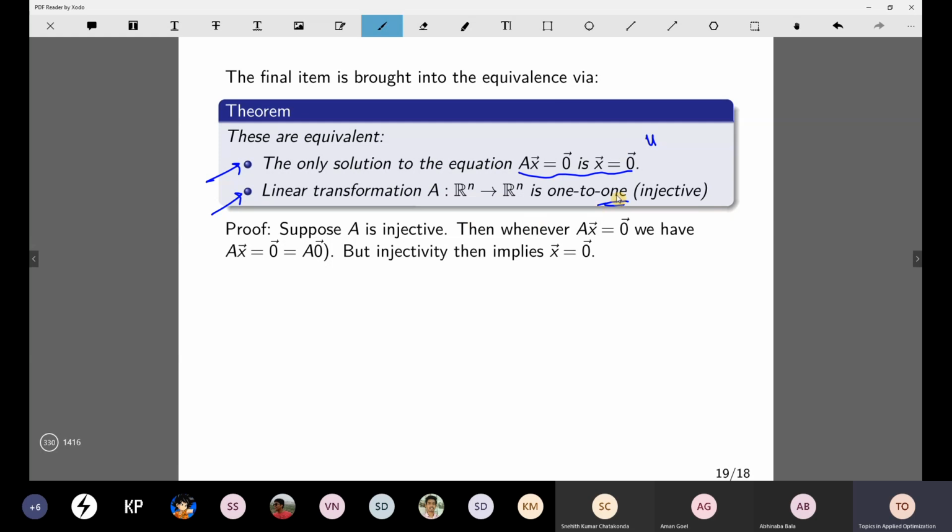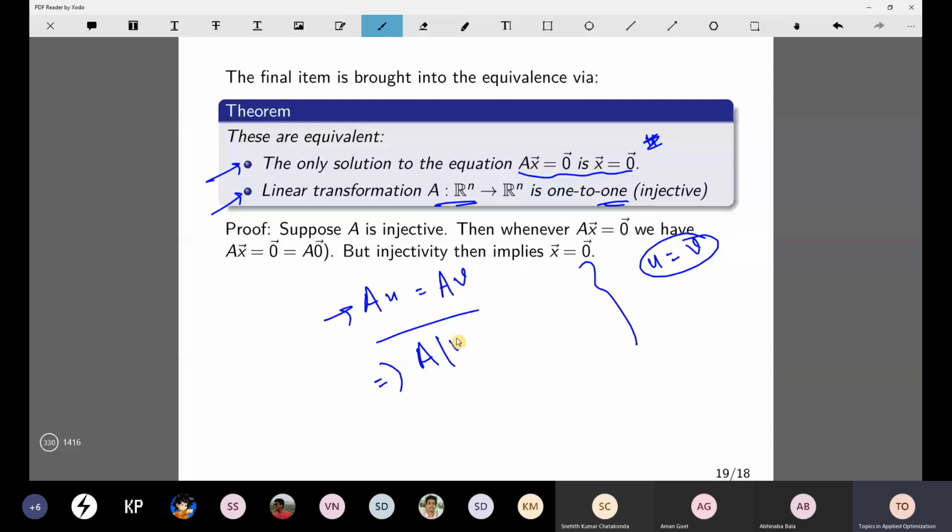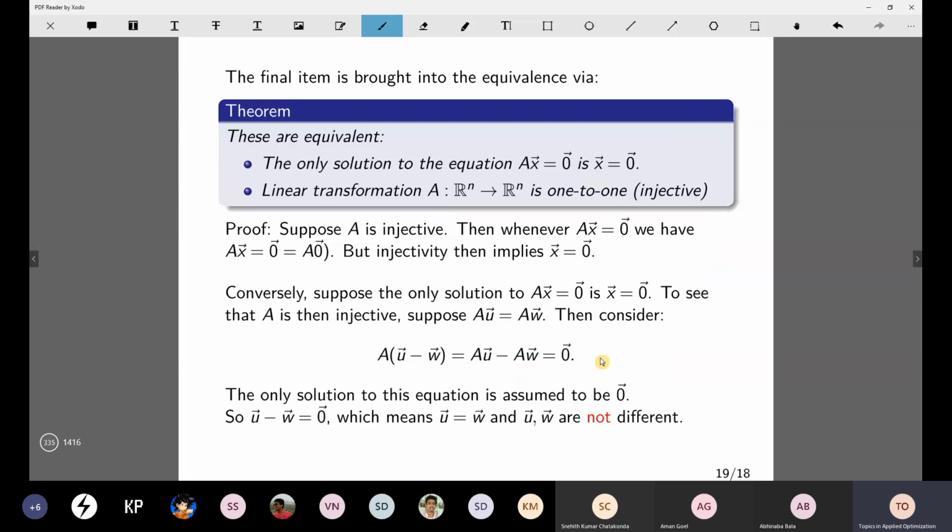So you assume that Au equals Av. From here you have to prove that u is equal to v, right? You start with Au equals Av, and if you can prove that u is equal to v, then this shows that the linear transform is 1-1. That's the definition of 1-1. So I can do A of u minus v equal to 0, but the only solution to equations like this is when this is equal to 0. So u minus v equals 0. So this immediately gave us u is equal to v. These proofs are very standard, very straightforward.